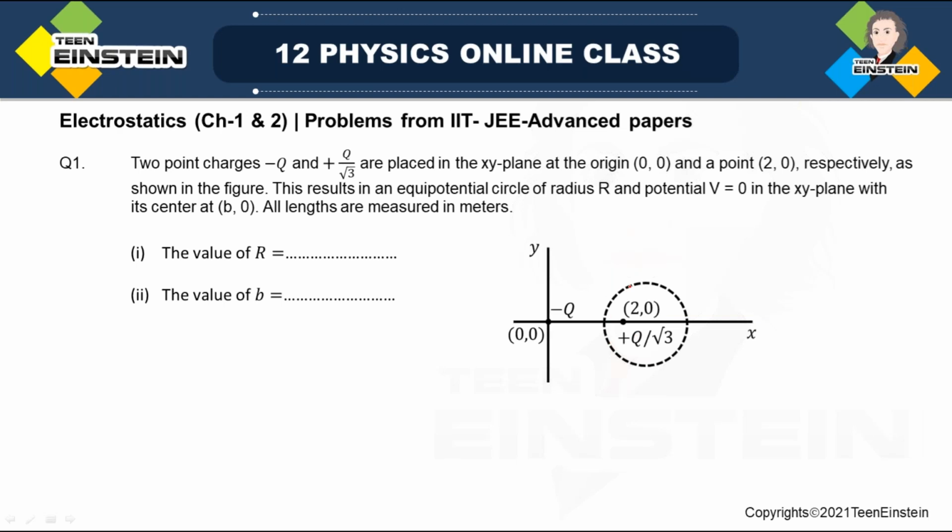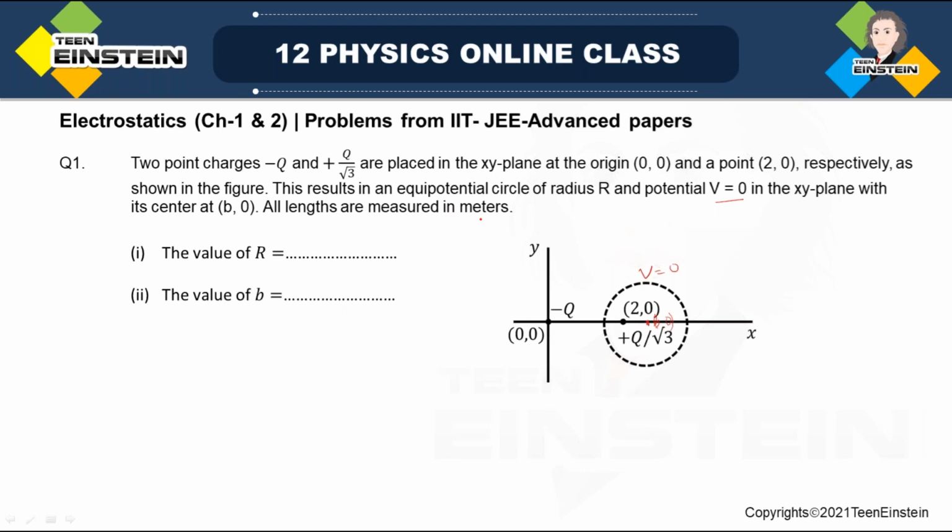Sorry, a circular equipotential region will be created where the potential V is equal to 0. That means in this region of circular equipotential surface, everywhere the potential is 0. And the radius of this circle is capital R. It is in the xy plane. Its center is at, see, if this is the center, then it has its coordinate (b, 0). So all lengths are measured in meters.